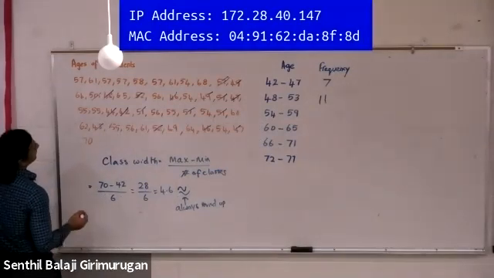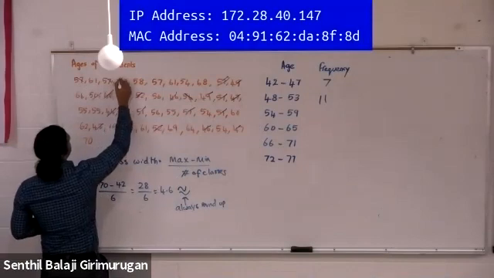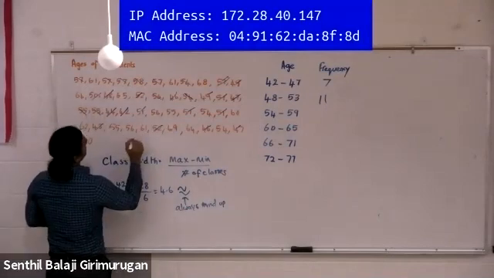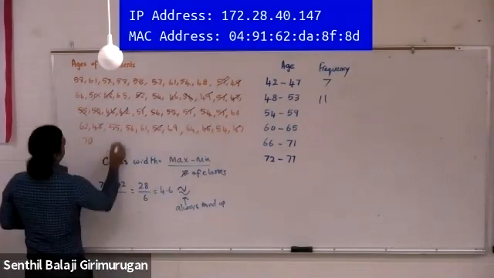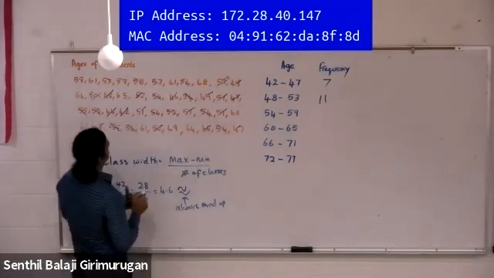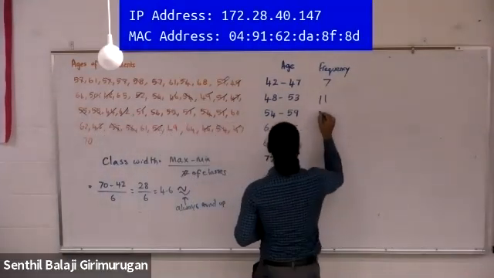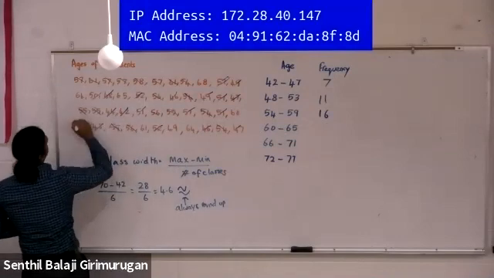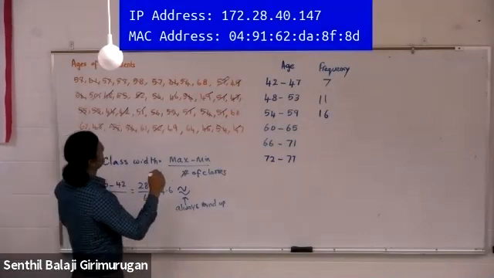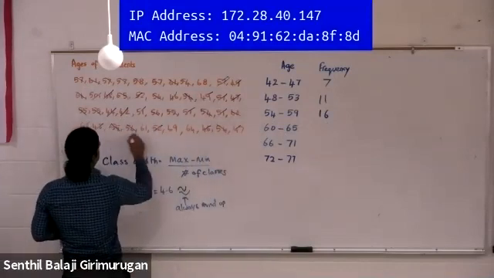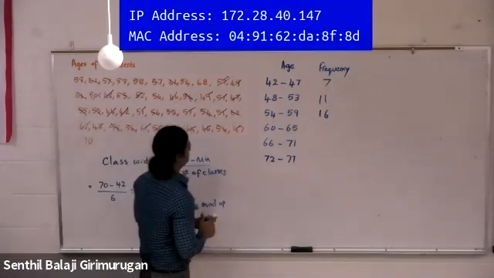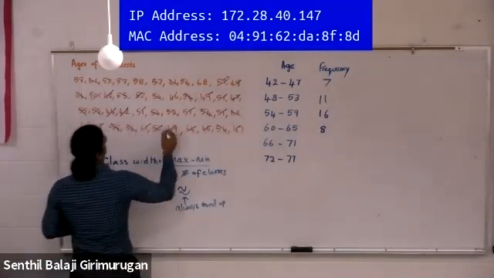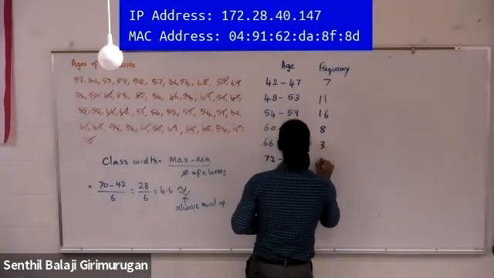54 to 59: 1, 2, 3, 4, 5, 6, 7, 8, 9, 10, 11, 12, 13, 14, 15, 16. 60 to 65: 1, 2, 3, 4, 5, 6, 7, 8. Then the next classes, 1, 2, 3.